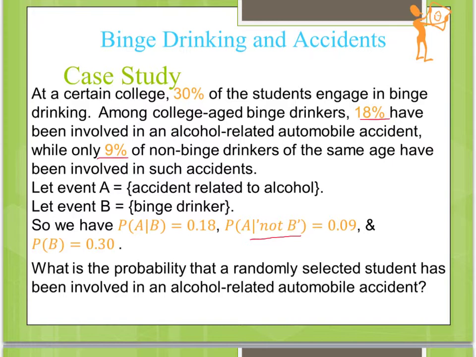And 30% of them are binge drinkers, so the probability that you're a binge drinker is 30%. We want to know, if we just take a student at random, what's the probability that they've been involved in an alcohol-related automobile accident? That's kind of complicated. The tree diagram is going to help this make a lot more sense.